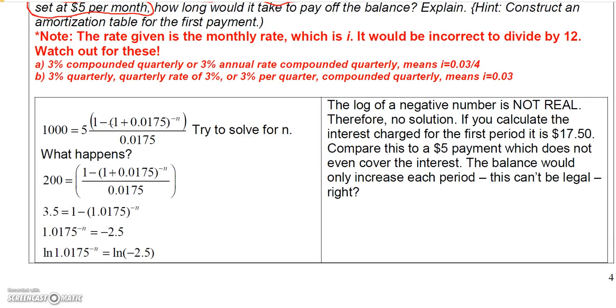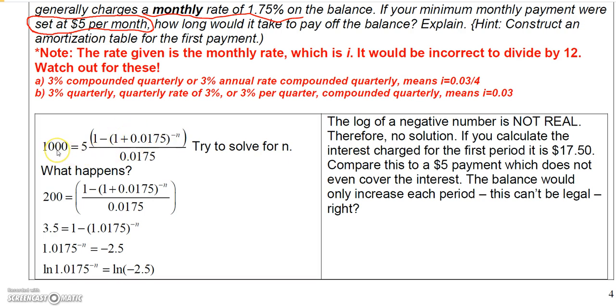But here's what's interesting. If I take that formula and put the 1,000 in there, the 5 in there, and the 0.0175 in here and here. Now, first thing I'm going to do is divide both sides by 5. That'll get rid of this. So divide both sides by 5, and if you divide by 5 here, that'll cancel. If you divide by 5 there, you'll just get 200, right? Okay, so there I have it.